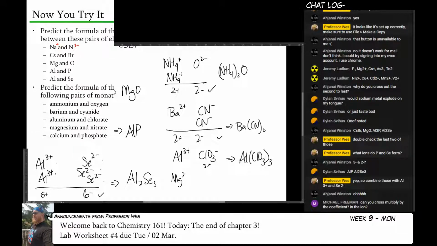Magnesium and nitrate. So nitrate is this. I'll need 2 of them for the minus there. Mg(NO3)2.